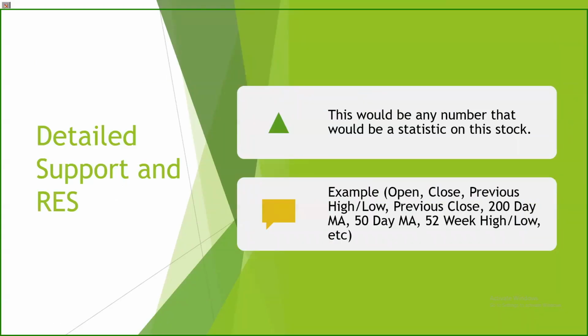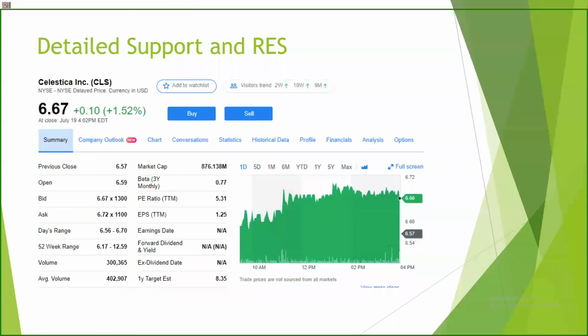From there, we also have detailed support and resistance. Now, this would be any statistic on the stock. So any statistic that we look up, such as the open, the previous close, the high of the day, the low of the day, the 52-week range, anything along those lines. So this is getting us ready to start developing trading plans and figure out what we are going to be doing when we actually get in on this play. How are we going to play the stock?